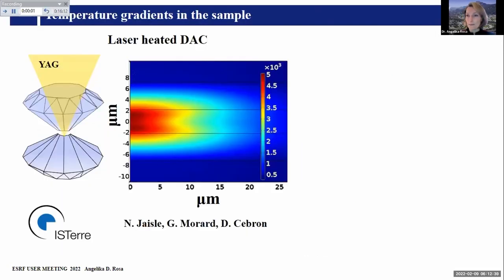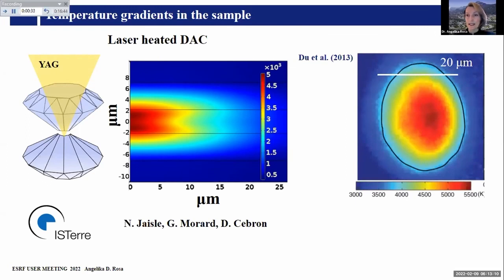Here is also one aspect that I would like to highlight. Of course, for understanding trace element partitioning, it is very crucial that we understand the thermal gradients, the distribution of temperature in these small heated sample volumes. And here, this is a joint PhD thesis supervised by Guillaume Morard, by Nicolas Jesel, who conducts finite element modeling to understand better these thermal gradients in different samples. That I show you here on a 2D map that has been measured, for example, on a sample by Du et al.